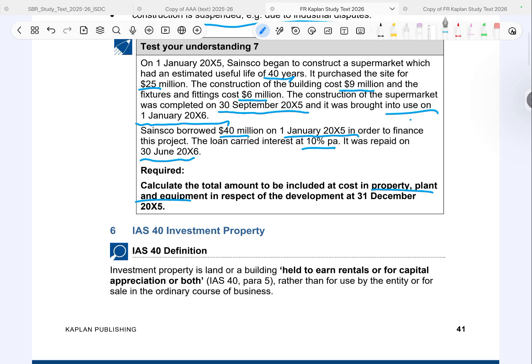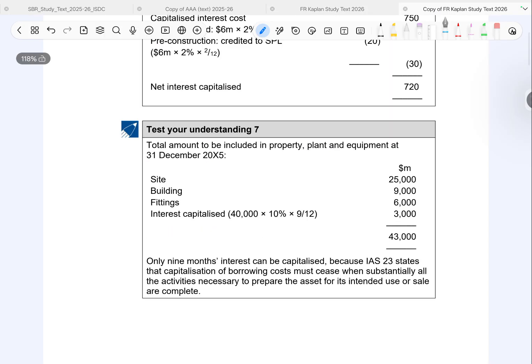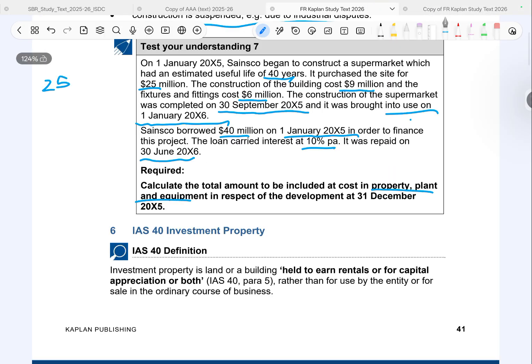So this is very simple. First, we'll take the obvious costs. We'll obviously include the 25 million for our purchase of the site. Construction also we'll take 9 million. I'll just confirm it in the solution. Yeah, 9 million. And then we have the fixtures and fittings, 6 million.